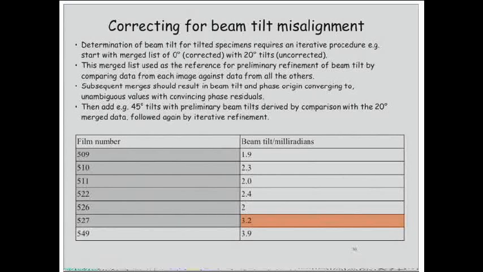When you've got tilted data, you have to do this kind of iteratively and carefully. Be really, really careful. So let's assume that you've got beam tilt corrected, untilted data. Then start to add your 20-degree tilt data and refine carefully the beam tilts by comparing against all the other data. So you compare one film against all the other data, and you do it slowly, carefully, going out to your higher and higher tilts.